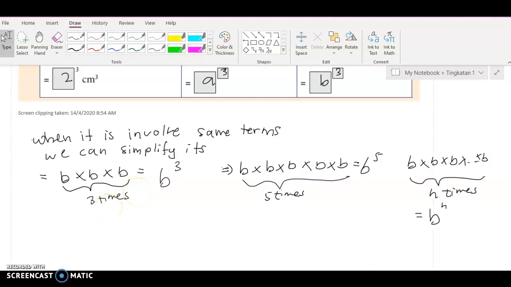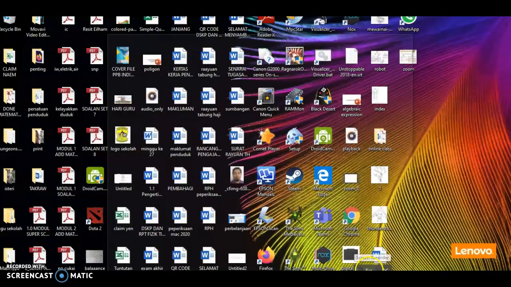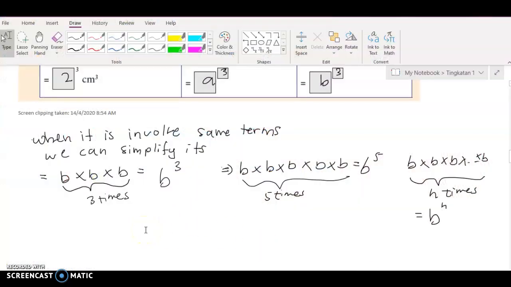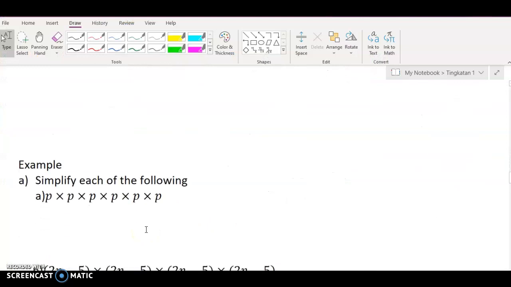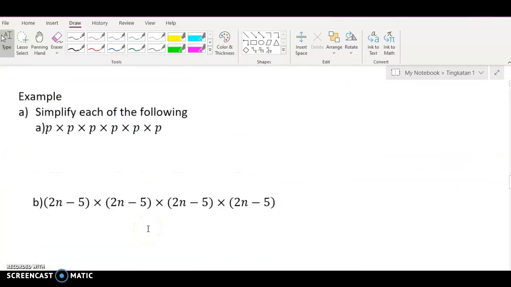So what happened? We try to simplify it first. Now we move on to an example.